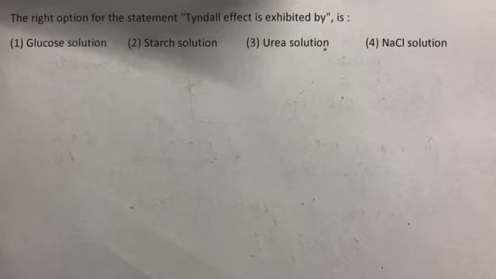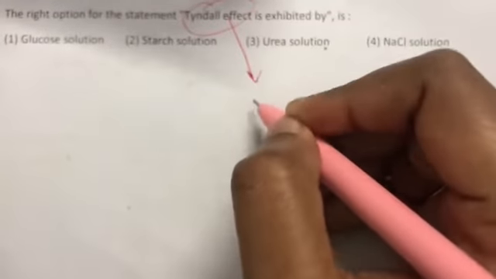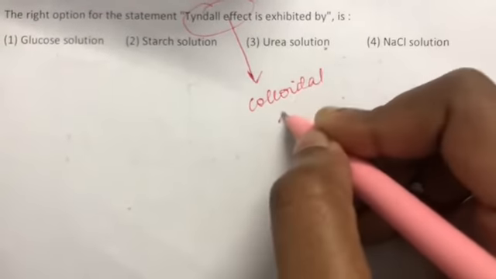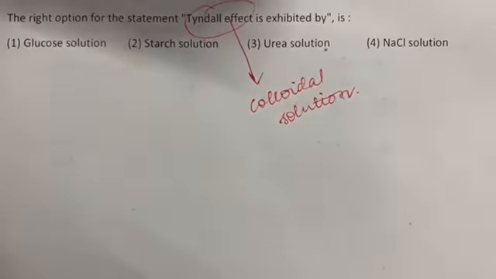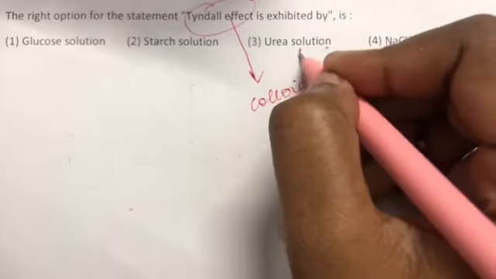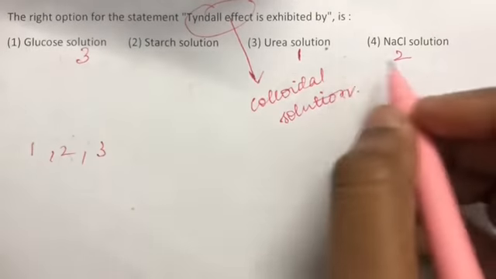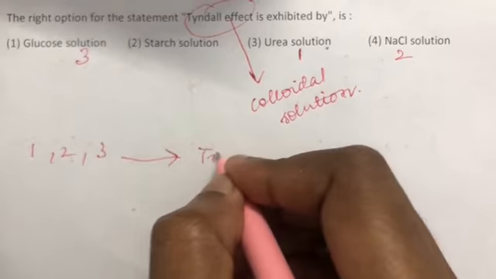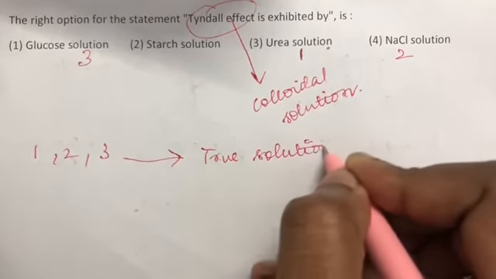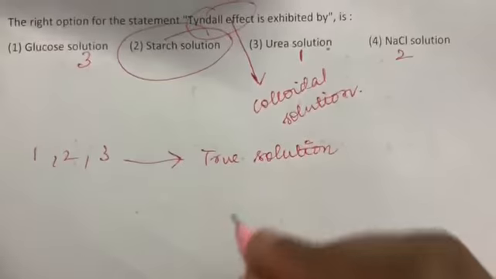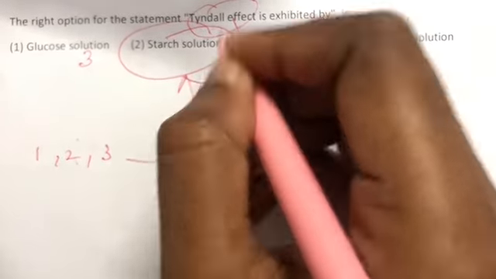The next question is, the right option for the statement: Tyndall effect is exhibited by. What kind of solution causes Tyndall effect? The options are glucose solution, starch solution, sodium chloride solution and urea solution. Basically, the Tyndall effect can be exhibited only by a colloidal solution. In the given options, urea, sodium chloride and glucose, all these three, are true solutions. Since they are true solutions, they cannot exhibit Tyndall effect, whereas the starch solution is a colloidal solution, thereby it causes Tyndall effect. So the option is 2.